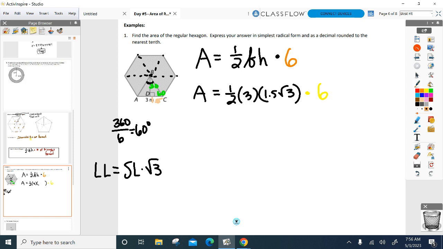Is everyone all right how we got there? You find the main angle by doing 360 divided by the number of sides. Cut the height, it cuts it in half.